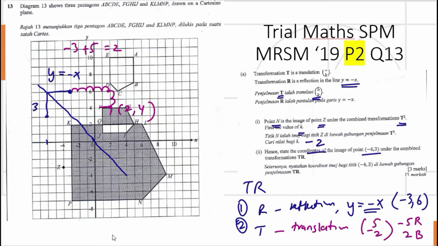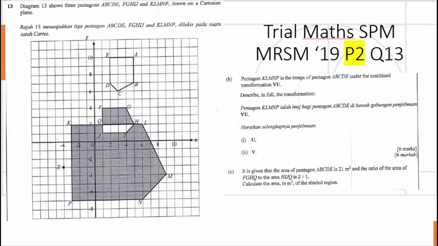Or you just, here you have negative 3, 6, right? So you just add 5 and negative 2. So you get 2 and 4.